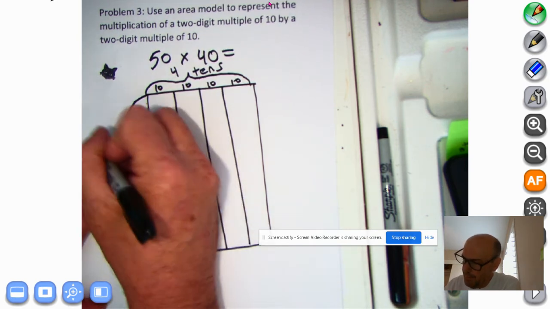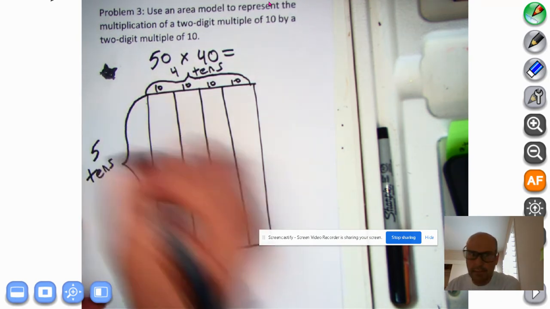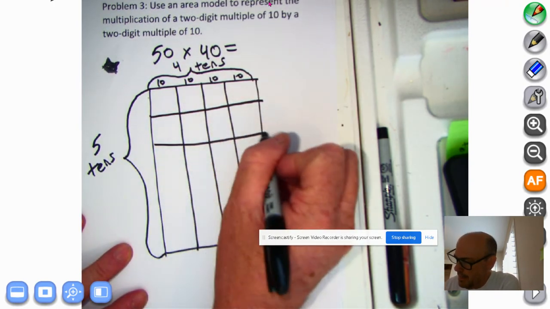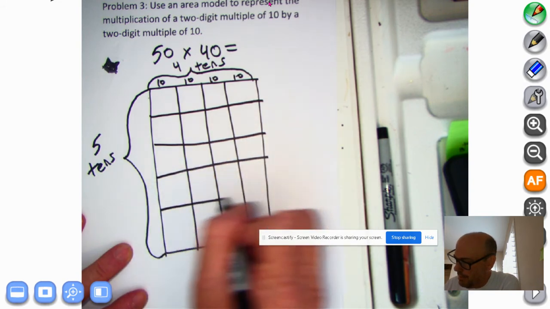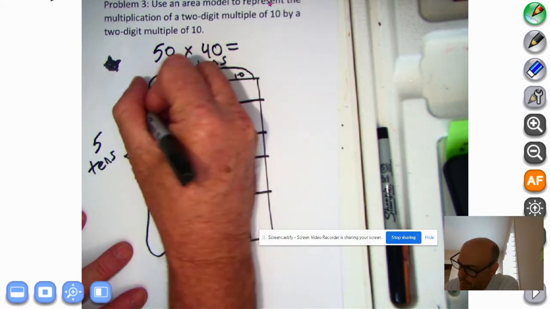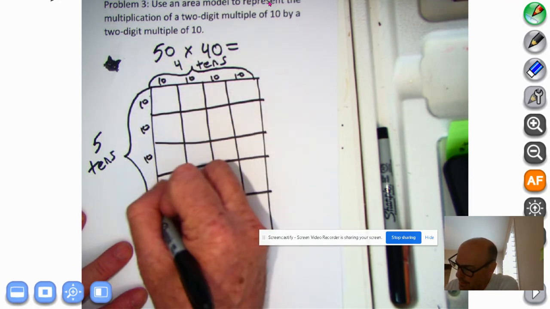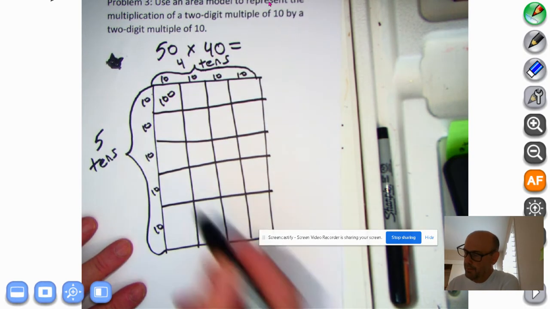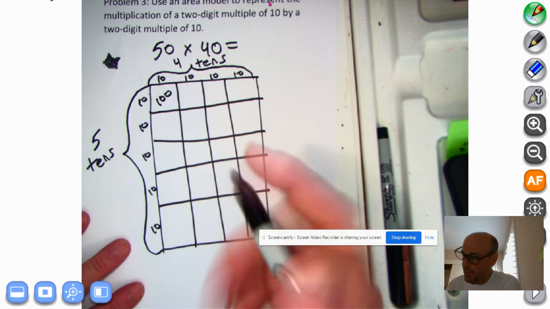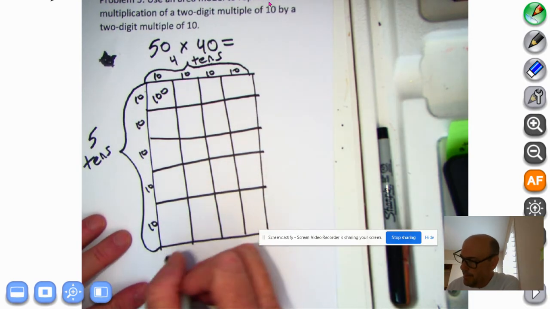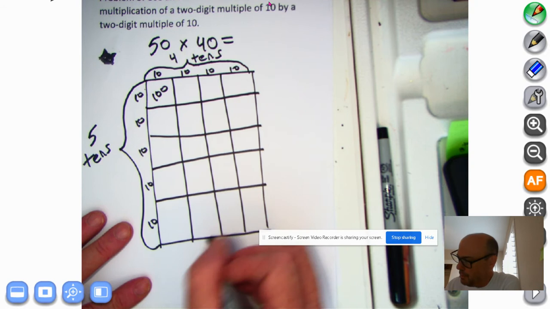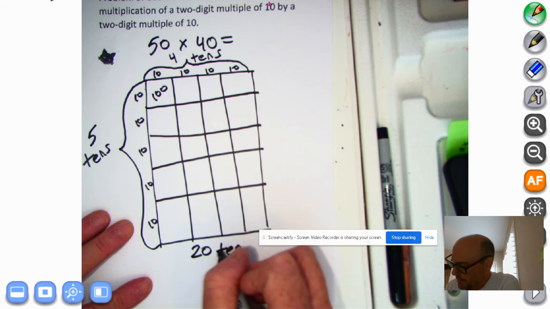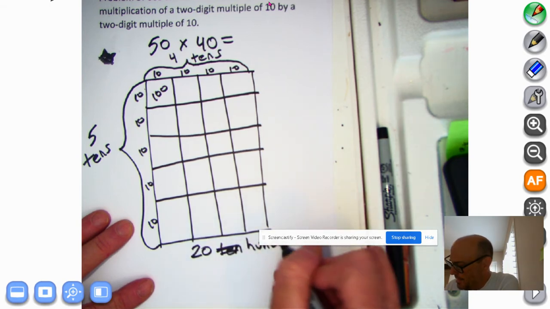This side is going to represent 5 tens, right? So we have 10, 20, 30, 40 and 50. All right, so I have 10 here, 10 here, 10 here, 10 here, 10 here. We know each of these is 10 times 10, so there's 100. How many hundreds are there? Well, we could just go 5 tens times 4 tens if we like, right? So 5 times 4 is 20, 5, 10, 15, 20. So you have 20 hundreds all together.